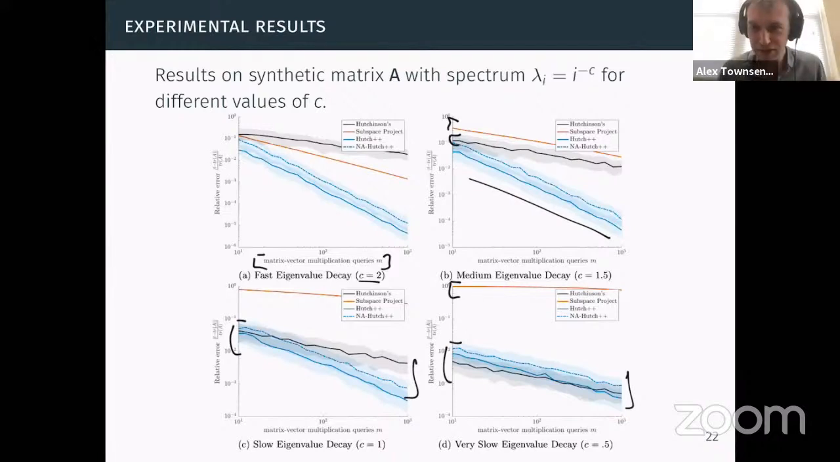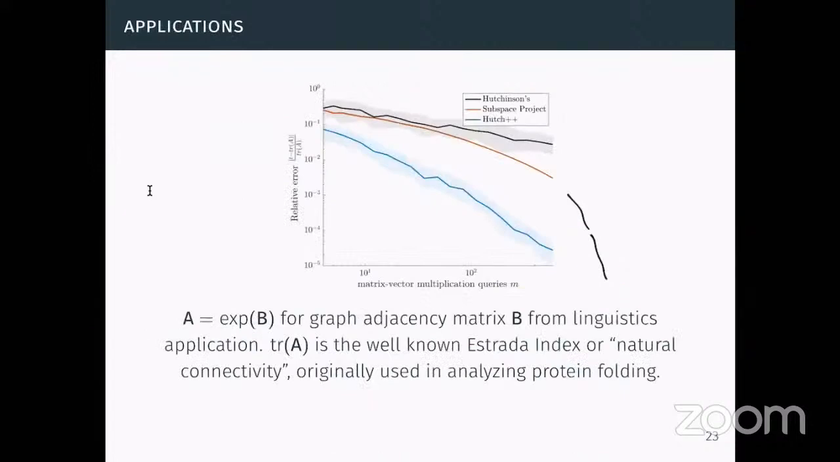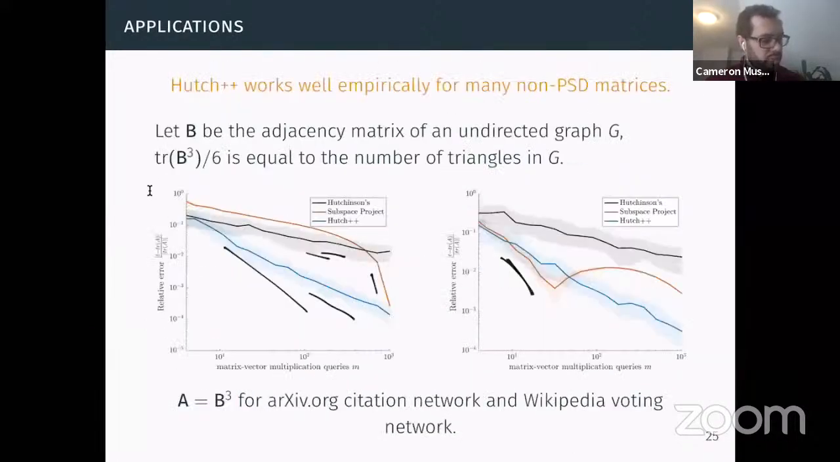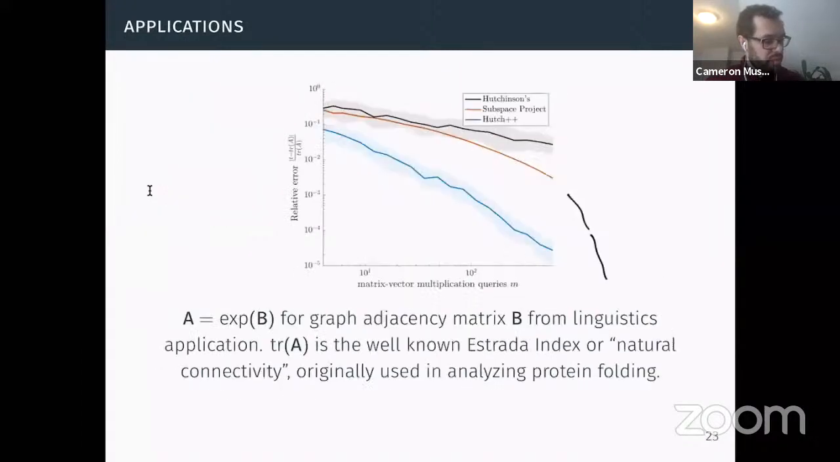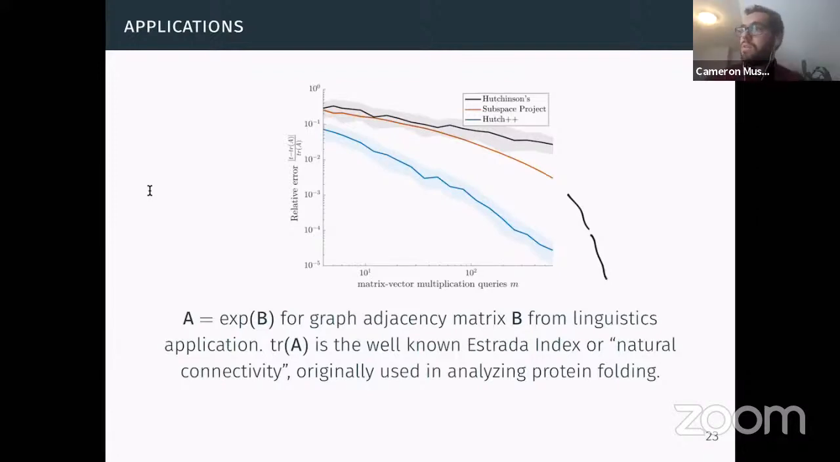Thanks. Okay, we have one more question left, from Daniel Kressner. So I'll pass over to Daniel. Okay, thanks, Alex. Thanks, Cameron, for the very nice talk. When you were talking about the trace of the exponential of B, wouldn't it make sense to define a complexity model in terms of matrix vector multiplies with B instead of A? You were defining your complexity model with matrix vector multiplies with A, but this may be very expensive and you cannot execute it exactly.